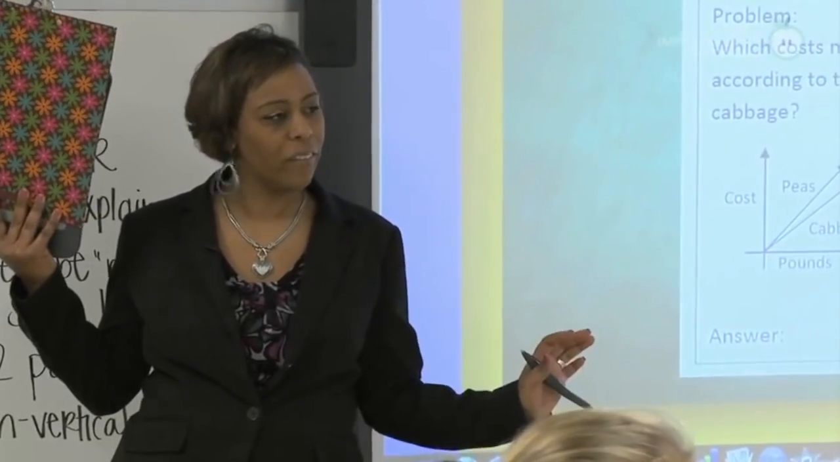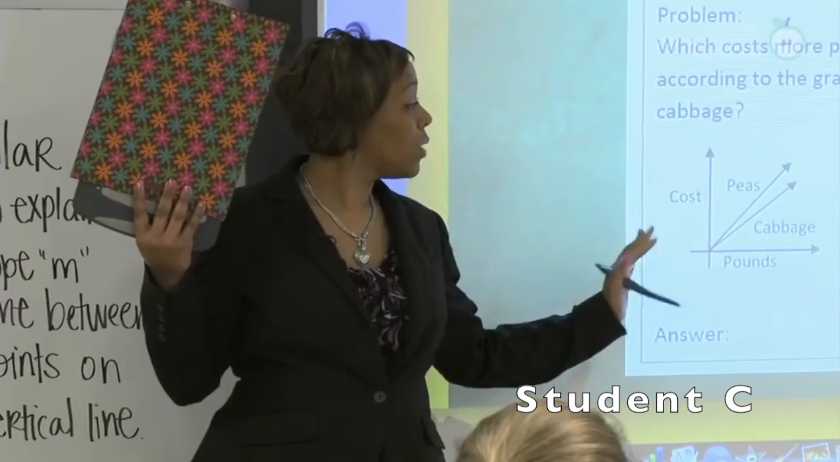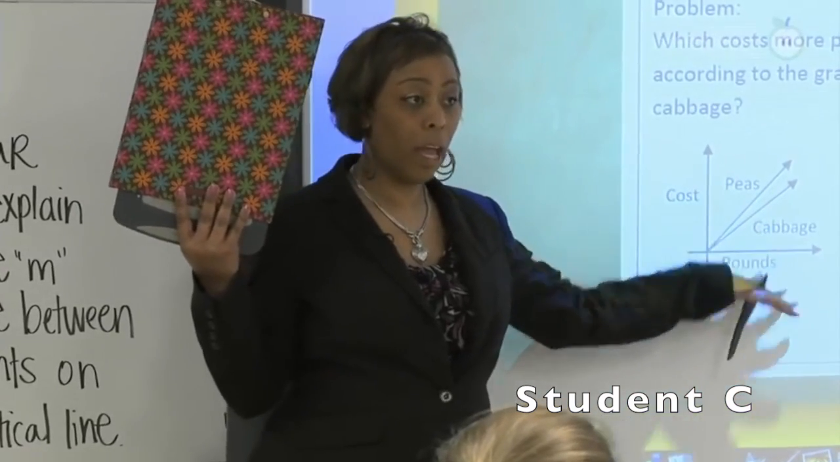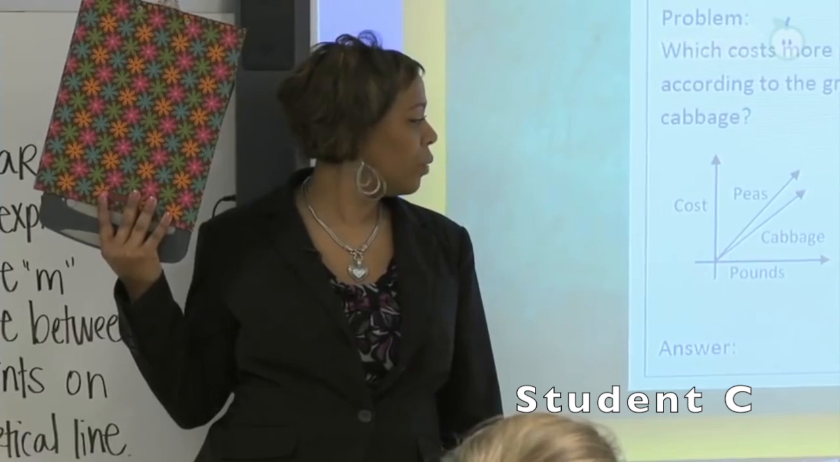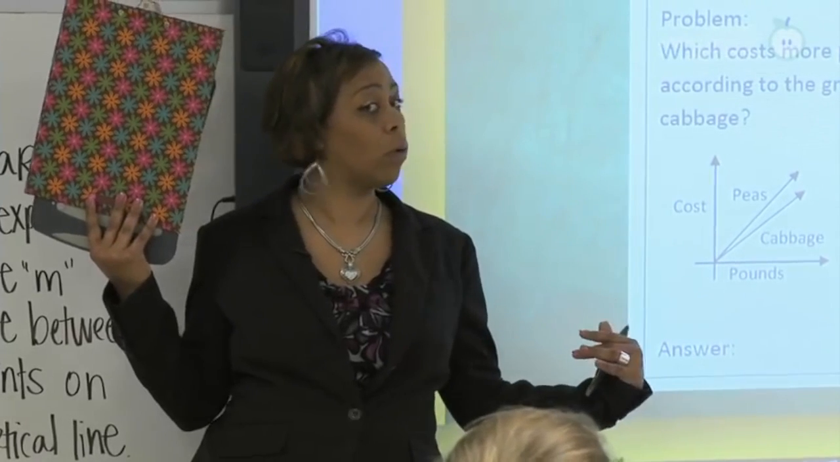It's okay. And why did you say that, Parker? Why did you say that you thought the cabbage was more per pound? Because it's sloped more towards the cabbage than the peas on pounds. So it sloped more towards the pounds is why you said that? Okay. Someone that said that the peas cost more.